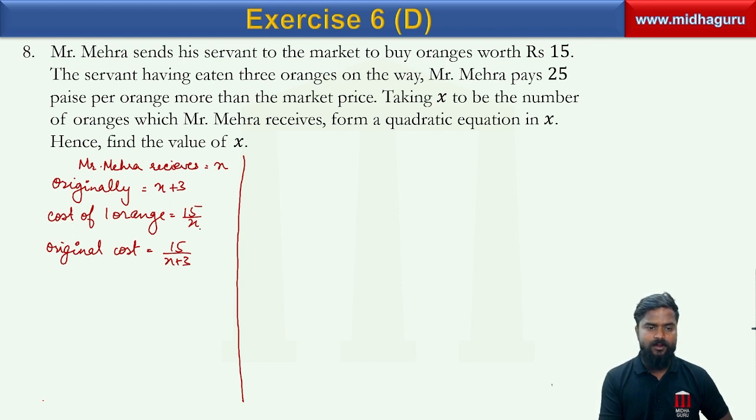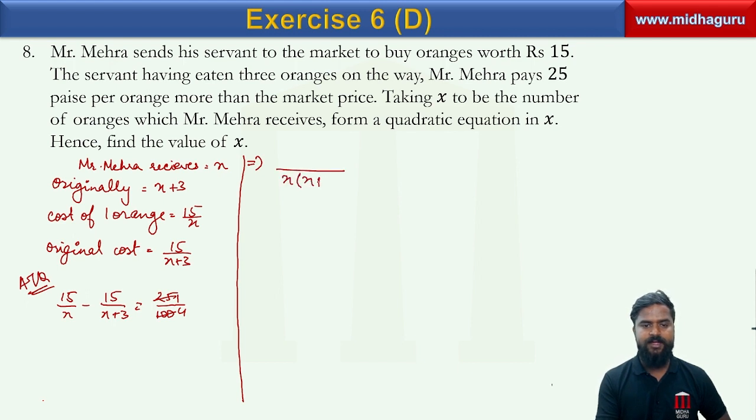Now since this cost is lower and this will be higher, according to the question, the difference between these prices is 25 paise, which we can write as 25 by 100 rupees, which will be 1 by 4 rupees. So now we'll solve this equation. We'll take x into x plus 3 as the LCM. We have 15 into x plus 3 minus 15x, which is equal to 1 by 4. We'll get 15x plus 45 minus 15x by x square plus 3x, which is equal to 1 by 4.